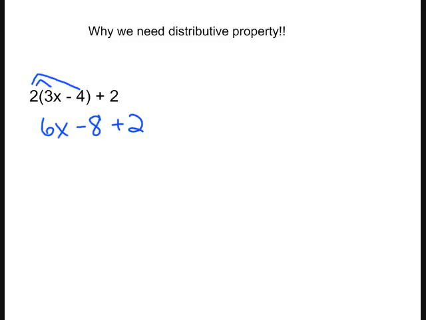Now that I've gotten rid of those parentheses, I can go ahead and continue combining like terms. So I can combine my 8 and my positive 2, because those are like terms, and get a final answer of 6x minus 6. We cannot combine the 6x and the minus 6, and that was what we talked about in combining like terms. So this right here is my final answer.